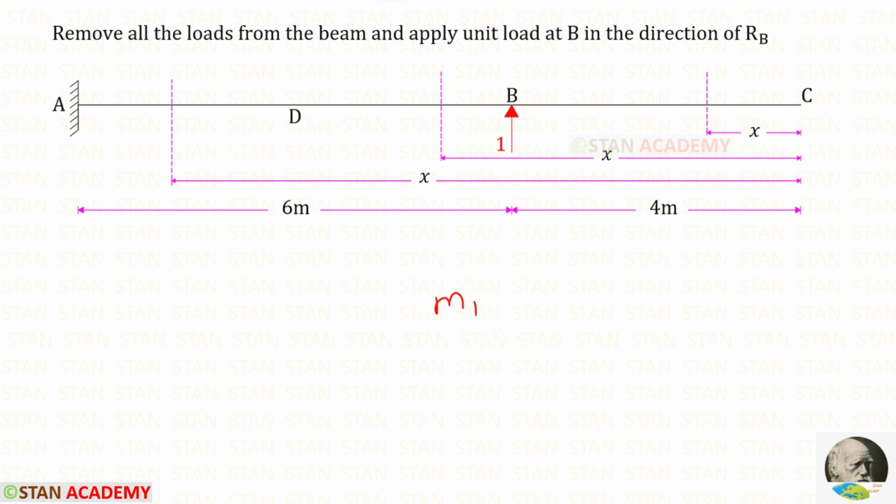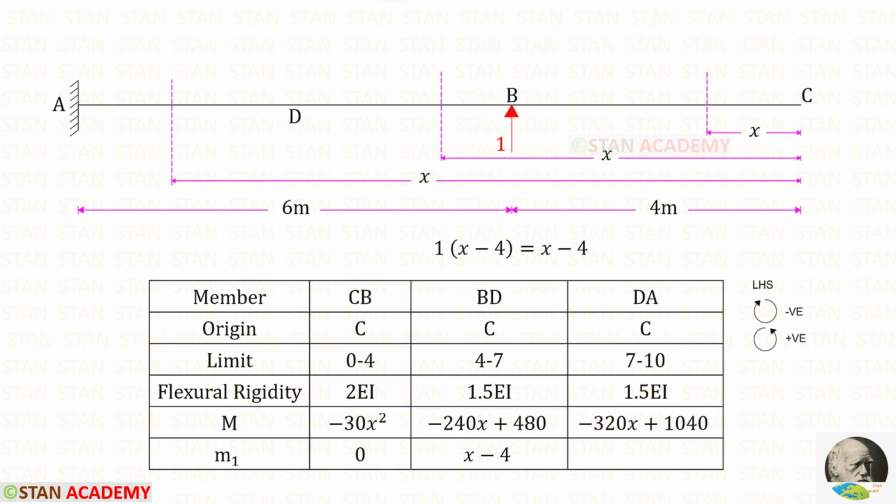We need to remove all of the loads from the beam and we have to apply unit load at B in the direction of RB. First we are applying here because RB is our first coordinate. Let us find M1 at CB. Up to the section there is no load, so the moment will be 0. Let us find the moment at BD. Up to the section we have unit load. It is acting in the anti-clockwise direction so that it will be positive.